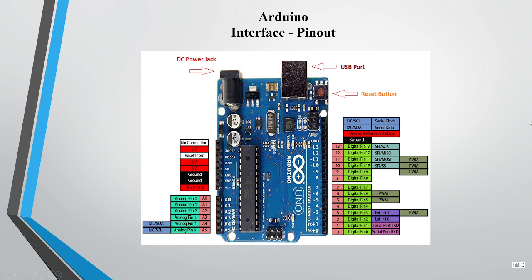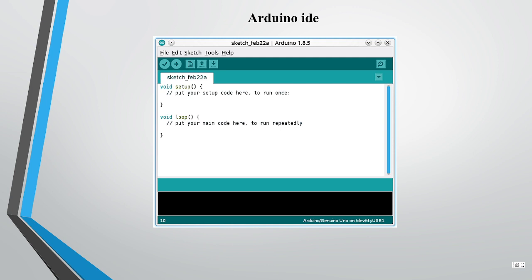These are the interface or pinout, you can say, for Arduino. This is the reset button, this is the USB port, this is the DC power jack, these are the pins, these are the analog pins, and these are the digital pins. This is the Arduino IDE. For a new file we say sketch, this is the save button, this is the upload button, and this is the download button.